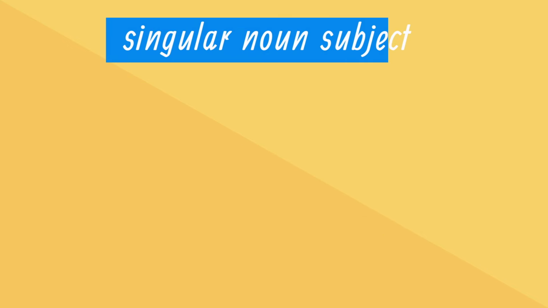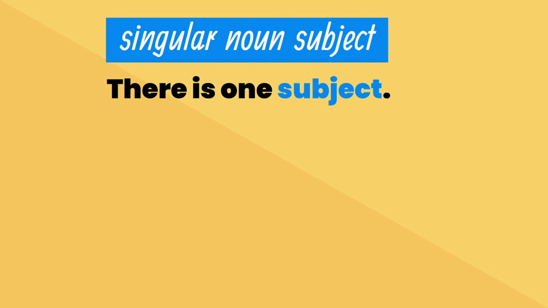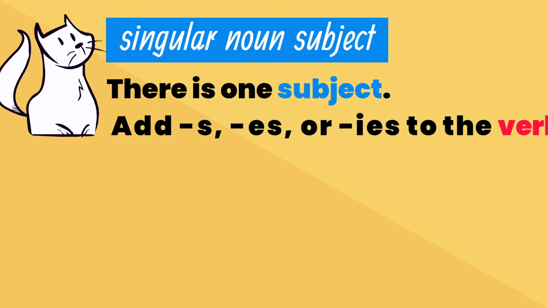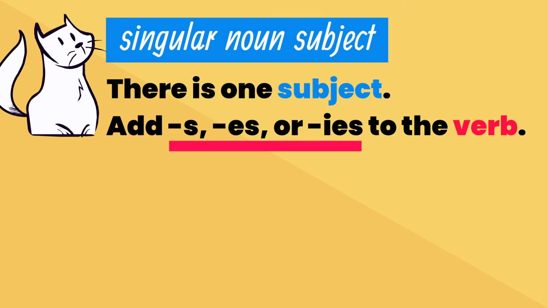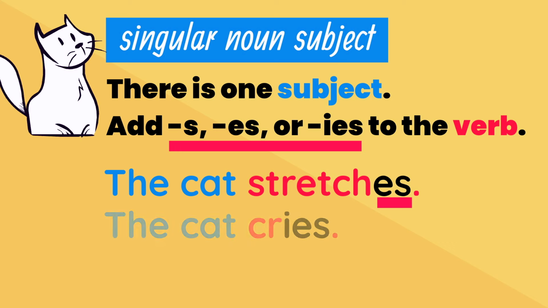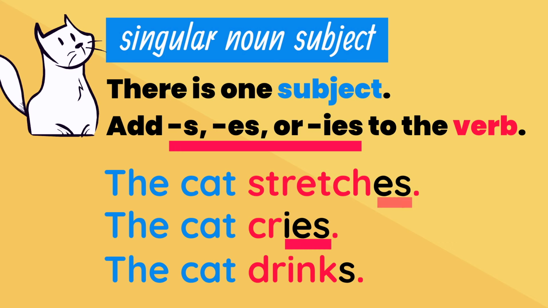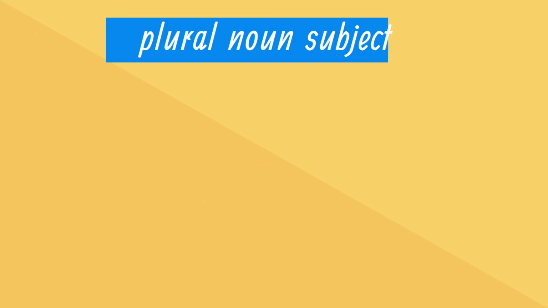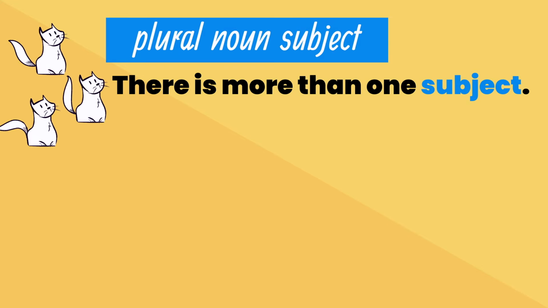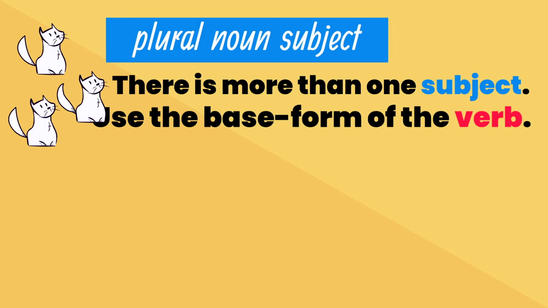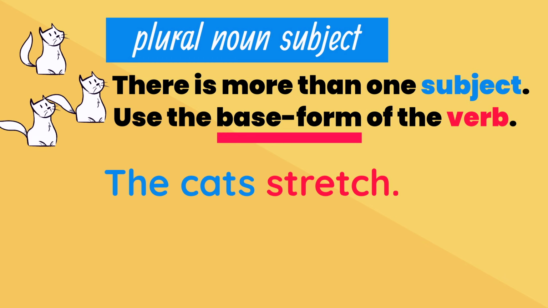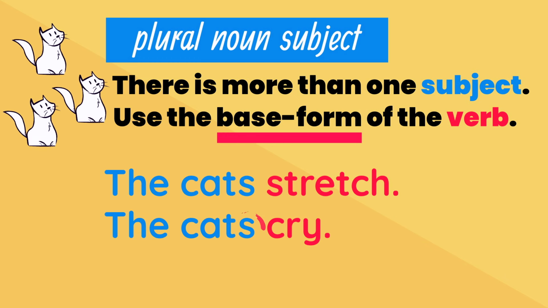Singular noun subject means there is just one subject, the cat. When the subject is a singular noun, you should add S, ES, or IES to the verb. The cat stretches. The cat cries. The cat drinks. Plural noun subject means there is more than one subject, the cats. When the subject is a plural noun, you should not add anything and just use the base form of the verb. The cats stretch. The cats cry.